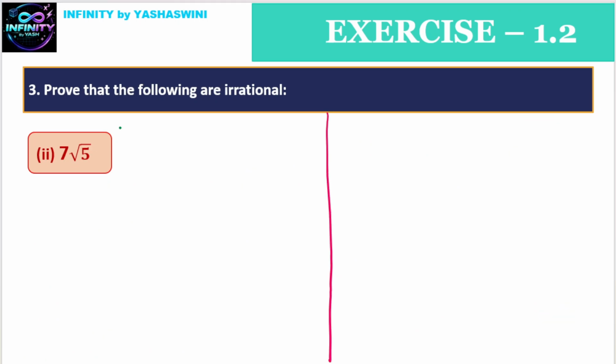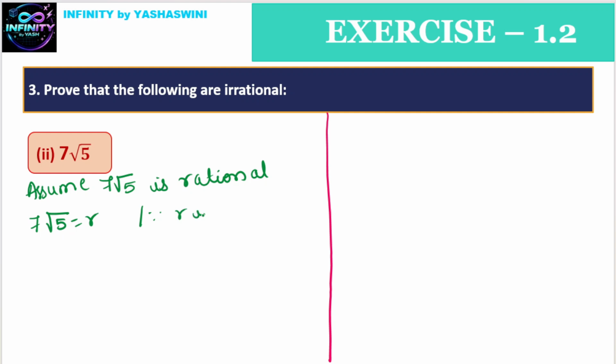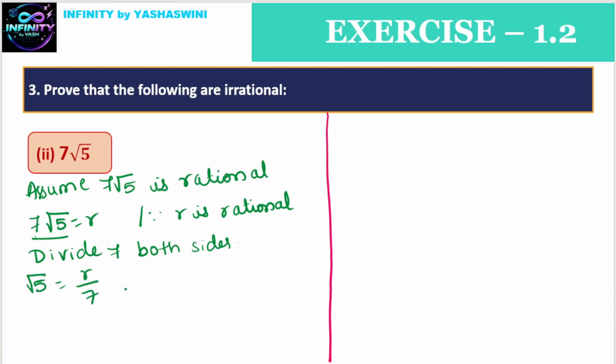Prove that 7 root 5 is irrational. First, let us assume 7 root 5 is rational. Therefore, 7 root 5 is equal to r, where r is a rational number. To remove this 7, divide both sides by 7. That is, root 5 is equal to r upon 7.